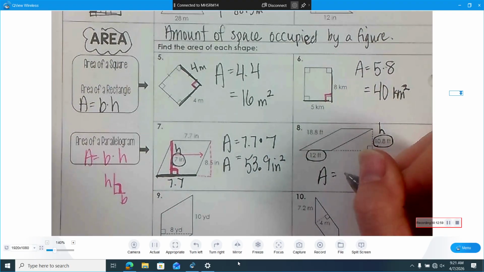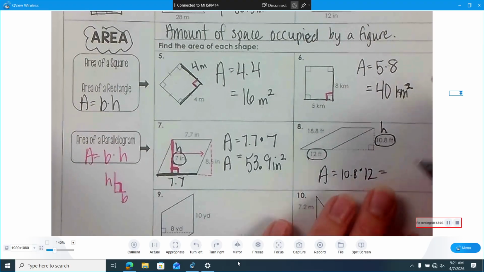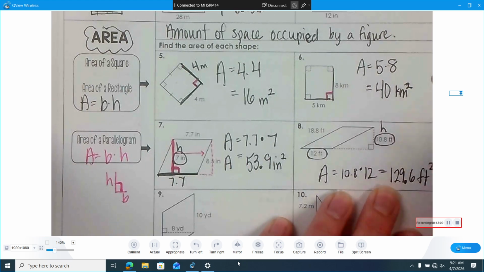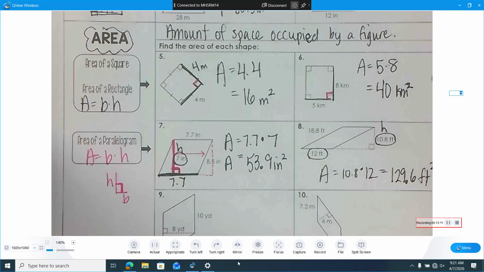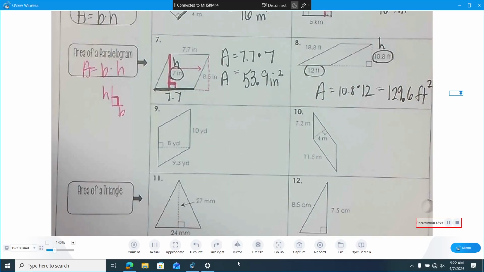Okay. So 10.8 times 12 is 129.6 square feet, I think. Is it right? 10.8 times 12? Yeah, 129.6. Good. Okay, one more here. 9 and 10.